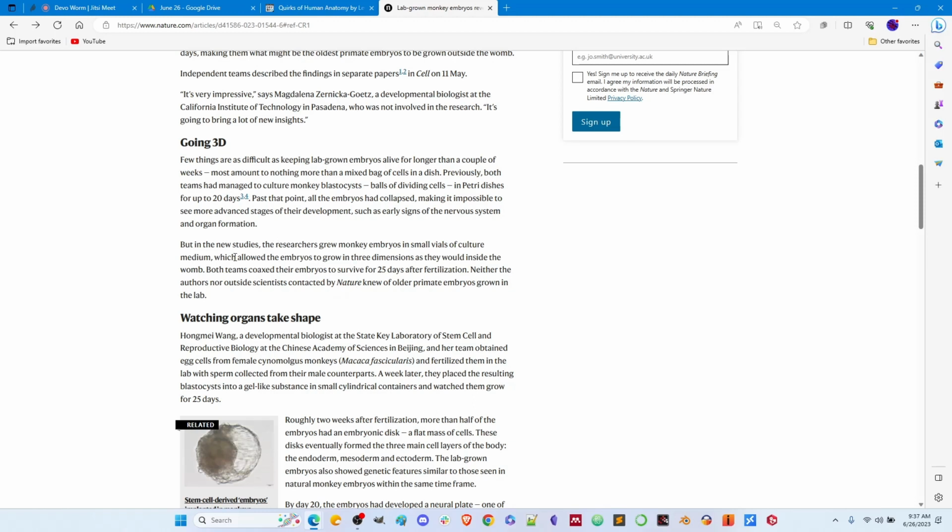But in the new studies, the researchers grew monkey embryos in small vials of culture medium, which allowed the embryos to grow in 3 dimensions as they would inside the womb. So they had these 3-dimensional cultures that we saw an example of in the second paper. Both teams coaxed their embryos to survive 25 days after fertilization.